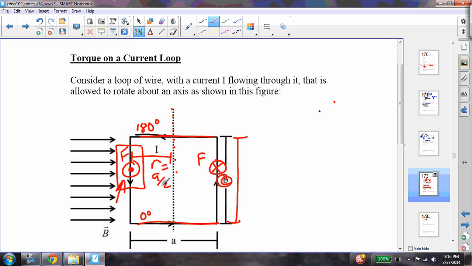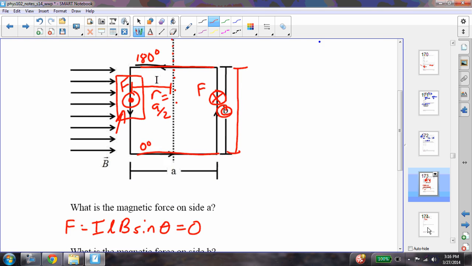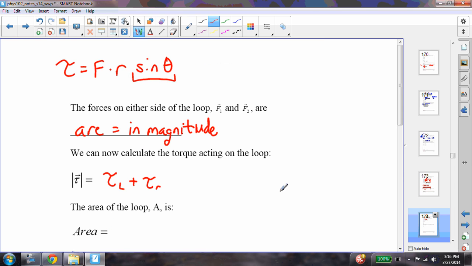Also notice the angle between the force and the moment arm. On the left-hand side, the force is coming out of the page, and the moment arm is towards the center of the axis, and so that angle is always going to be 90 degrees. So I can come back here. My torque, again, this angle is 90 degrees.